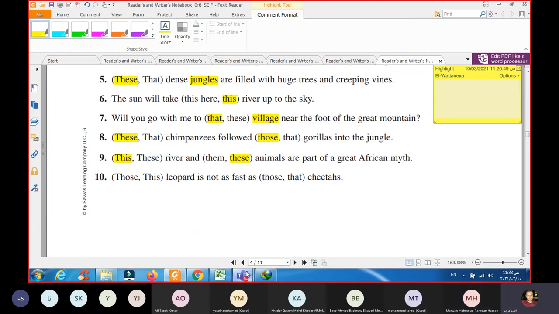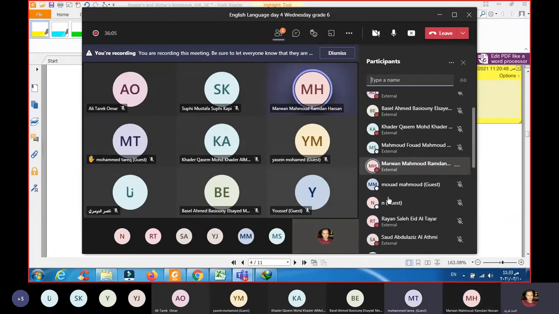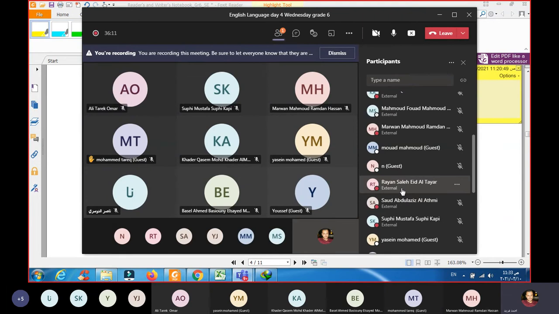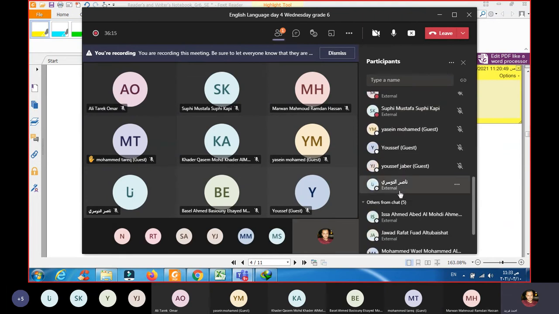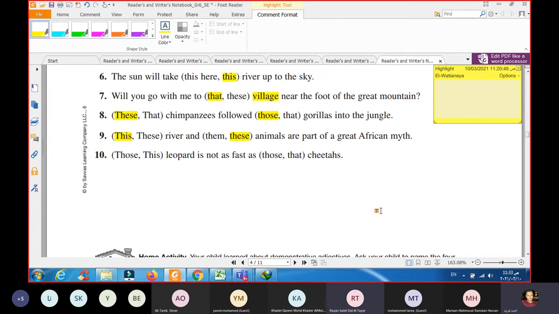Okay. The last one, who can answer it? Muhammad Rayan, I think it's the turn of Rayan. Rayan didn't answer today. You'll go on number ten. Leopard is not the first. This leopard is not as fast. Read the complete sentence, please. Leopard is not as fast as cheetahs. This leopard is not as fast as those cheetahs. First one is this, and the second one is those. Okay, so this leopard and those cheetahs.